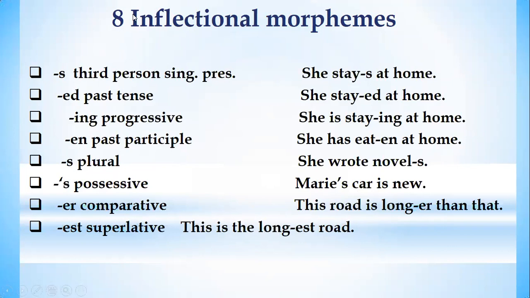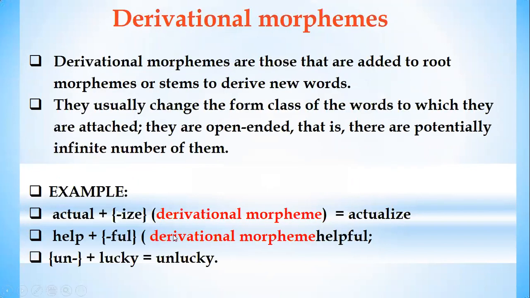Remember, we only have 8 inflectional morphemes. Again, I'm going to repeat: the S, ED, ING, EN, S plural, S possessive, ER comparative, and the EST superlative. Now let's proceed to the next page.